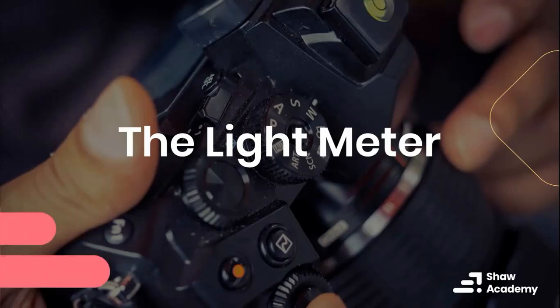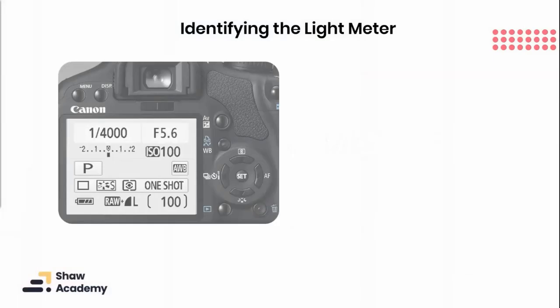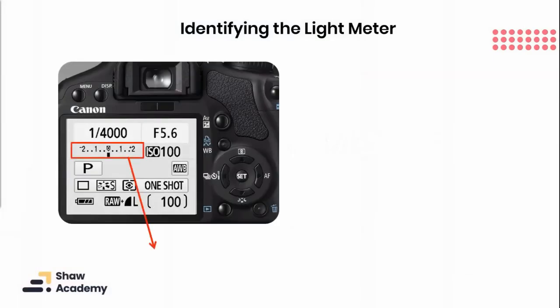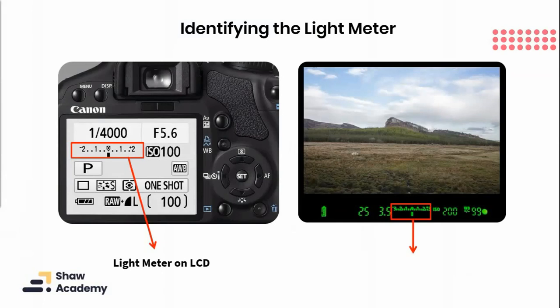The light meter is found within our LCD screens and indeed within the viewfinders of our cameras as well. If you haven't got an electronic or optical viewfinder, you'll generally find it on the camera's LCD screen. As you can see here, it's located just below where the shutter speed, the aperture and the ISO are. Similarly, through the viewfinder, we've got our shutter speed, aperture and ISO settings. As you can see here, it's essentially a scale.